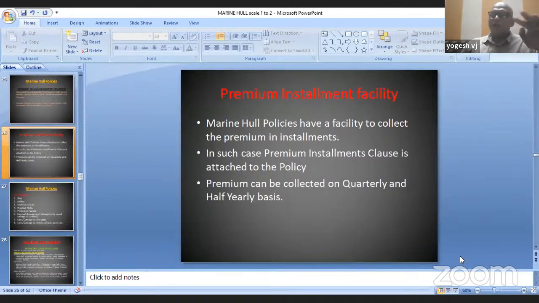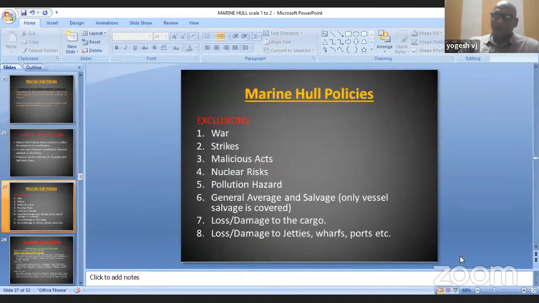So marine hull policies have facility to collect the premium in installments. In such case, premium installments clause is attached to the policy. Premium can be collected quarterly or half yearly, whatever it is. It depends upon the insured.